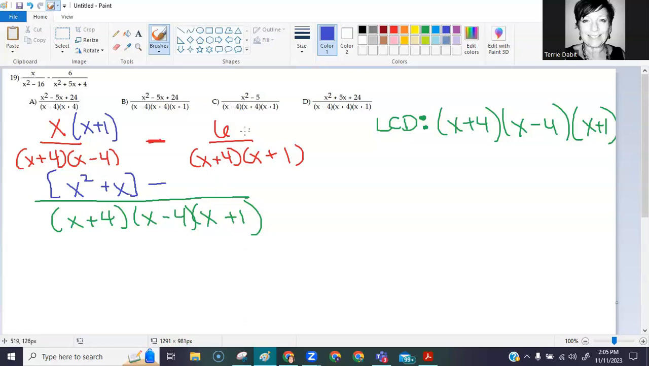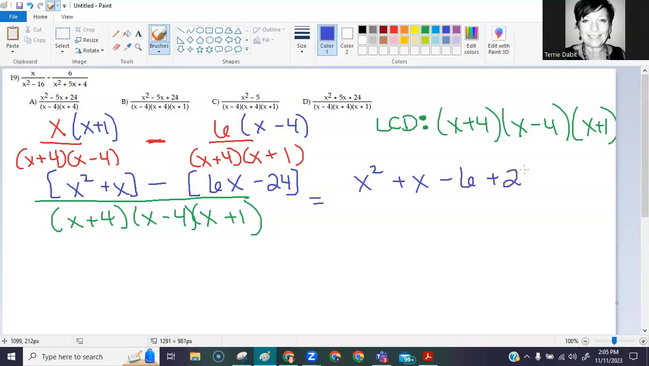On the right side, it looks like the one that I am missing is x minus 4. And so on this side, I have a 6x minus 24. When we subtract polynomials, don't forget you're going to have to change the signs. So my new top is going to be x squared plus x minus 6x plus 24. And then I have to see, okay, will any of this go together? It's still over the same LCD.